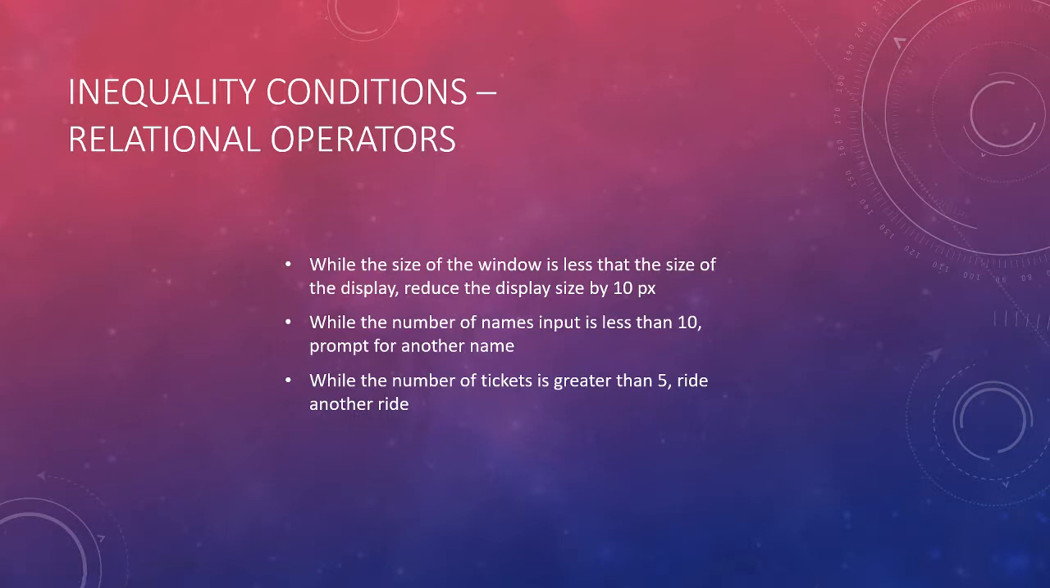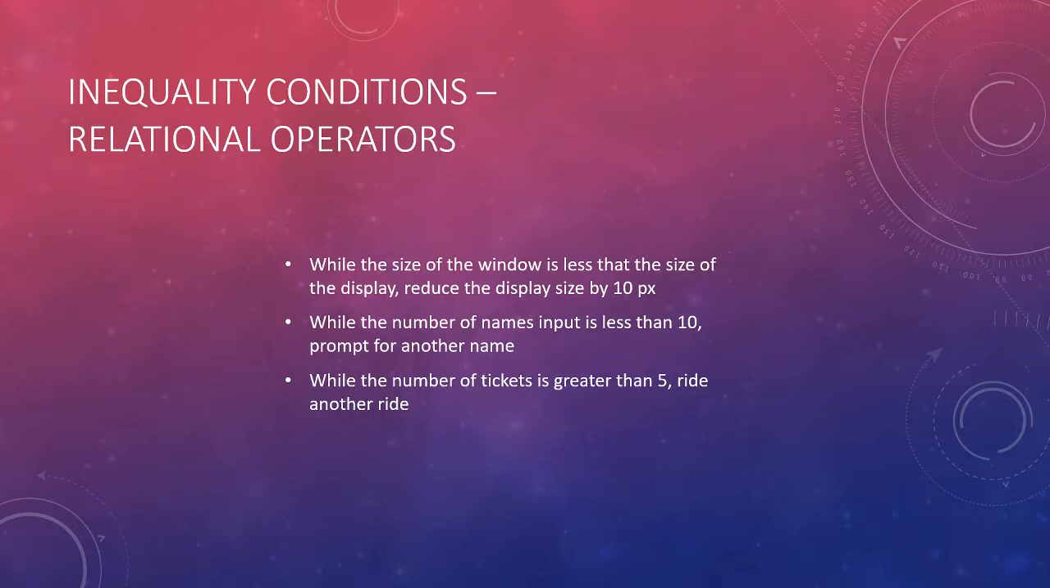Now, we can continue to use inequality operators just like we do with if statements, and sometimes they're exactly what we need. For example, we might have a while loop that says, while the size of the window is less than the size of the display, reduce the size of the display by 10 pixels. And this would be something we would run if our window size were resized by the user.